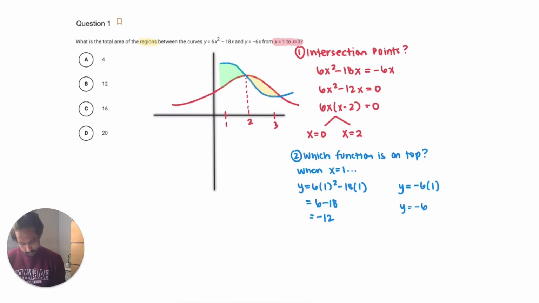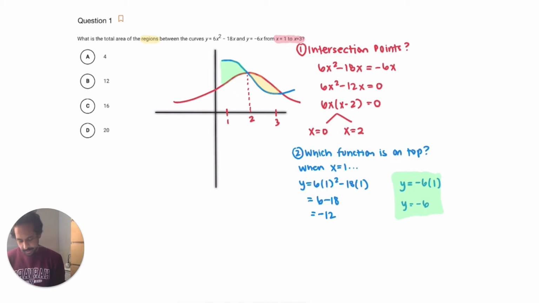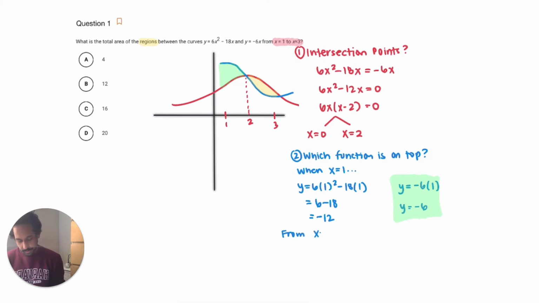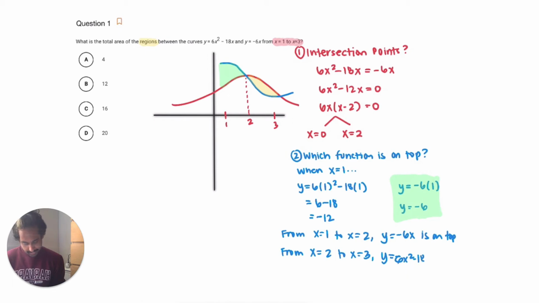Let me highlight it in green. We can see that it's this one. It's the one that gave us our negative 6 value, which is y equals negative 6x. So that means from x equals 1 to x equals 2, y equals negative 6x is on top. And then we can just assume that after that, it's going to alternate, right? And so from x equals 2 to x equals 3, the other function, y equals 6x squared minus 18x, is on top.